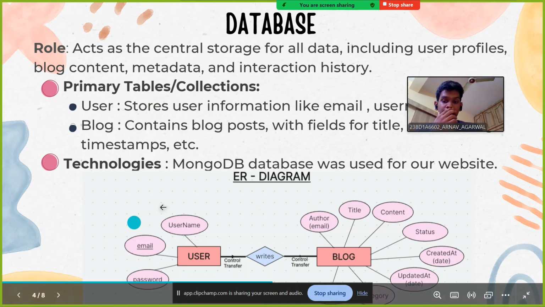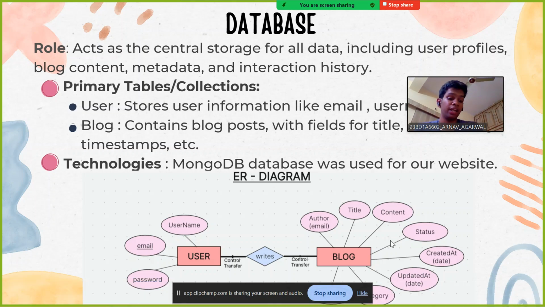Here is the ER diagram for the database. User is an entity, blog is an entity. The user writes blog. So a user will have several attributes such as username, email, password, and blog will have several attributes like author, title, content, status, created at, updated at, category, etc. We can add more if we want, but this is the basic idea of what we have right now.